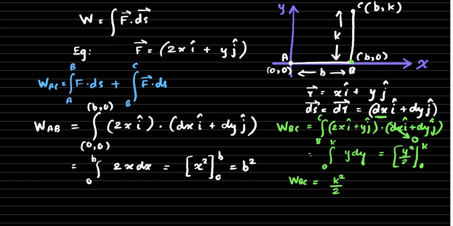So the net work, we can now understand that the net work is going to be equal to work done for the path AB plus work done for the path BC. So it's going to be equal to b square plus k square by 2. So this is just an example. Many a times, in order to find the work done for variable forces, we may need to perform operations of integration over various paths.